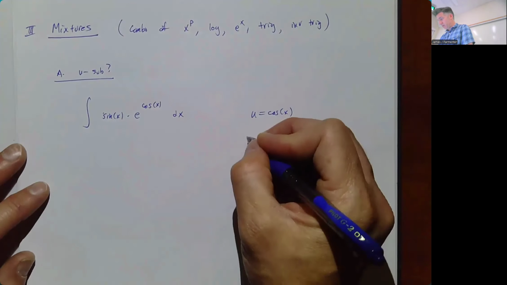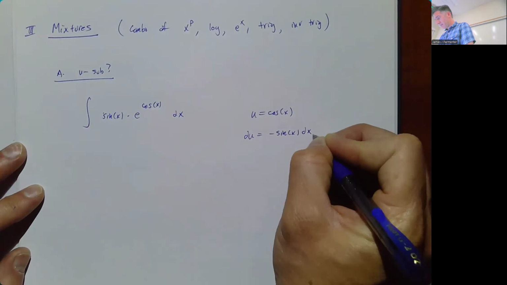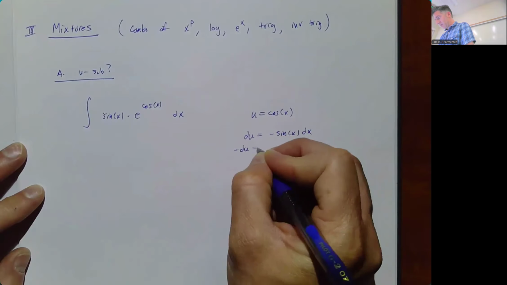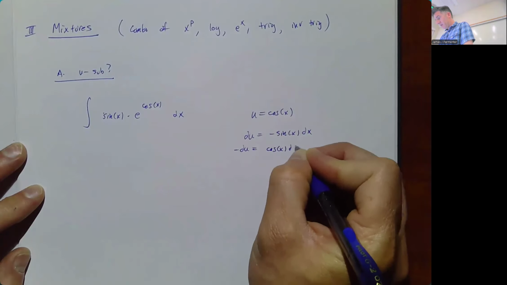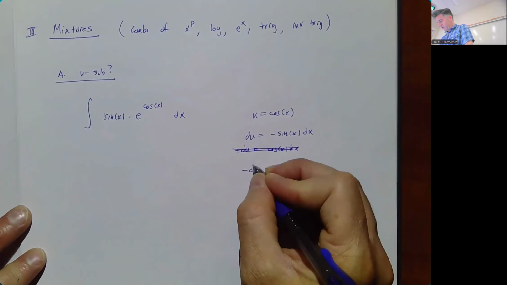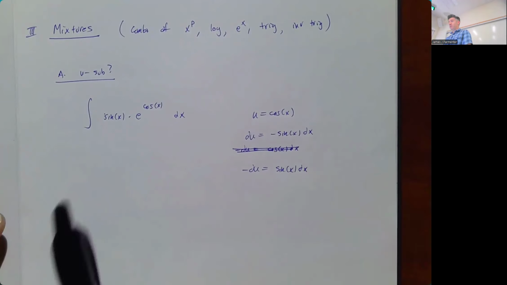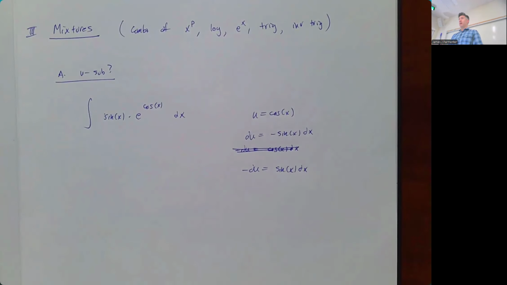U is cosine, my du is negative sine. So negative du is equal to, sorry, I wrote the wrong thing there. Negative du is equal to sine of x dx. I want to be extra explicit here. U equal to cosine is the only correct u substitution.